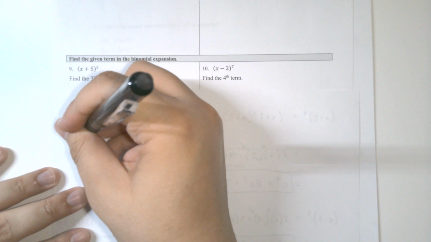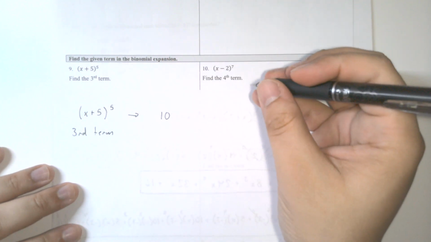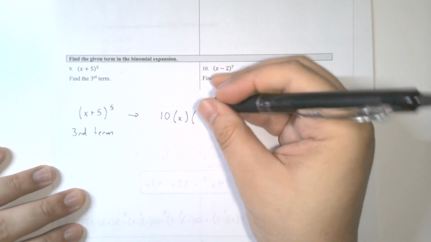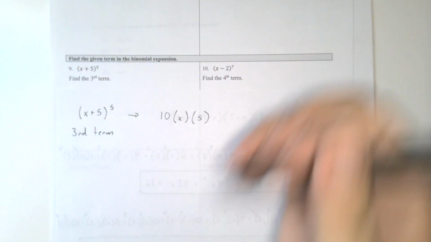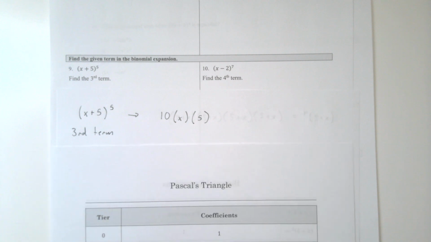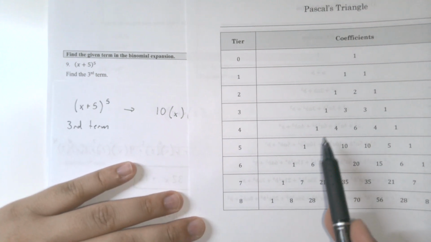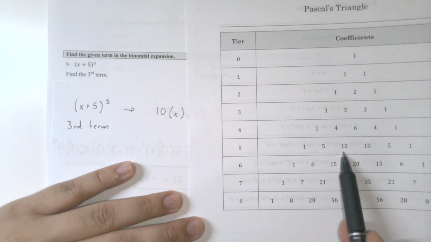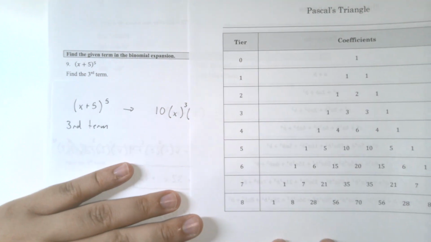So for the third term, we don't need to calculate the whole thing, we just need 10. We have x, and then we have 5 as our a and b, and now we just need to figure out our coefficients. Sorry, not our coefficients, our powers. So remember that x here, a, is going to start at 5. So if this is starting at 5, this is going to be 4, and this one's going to be 3. So x is going to have a power of 3.